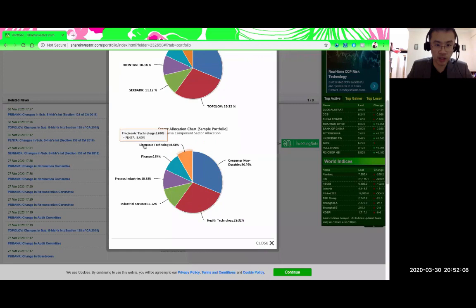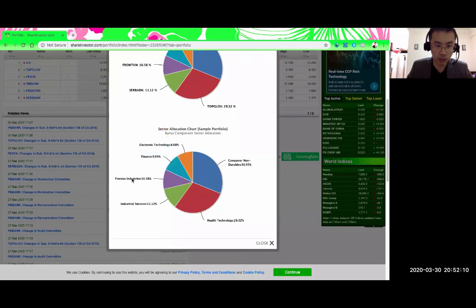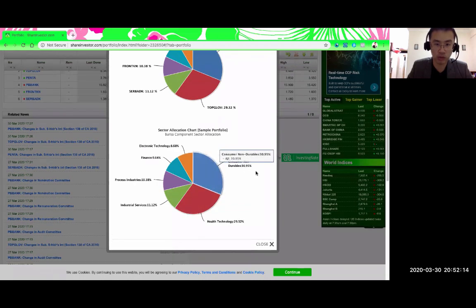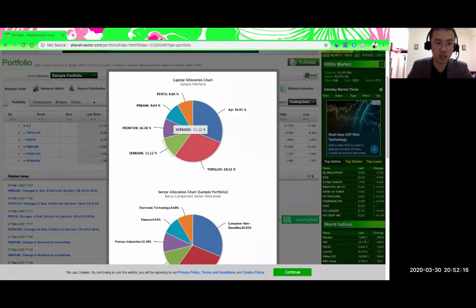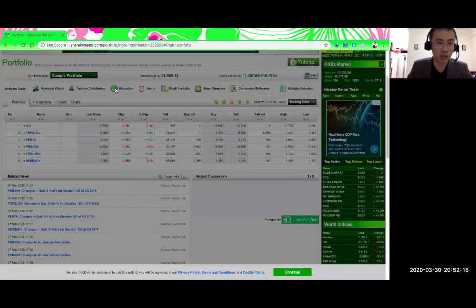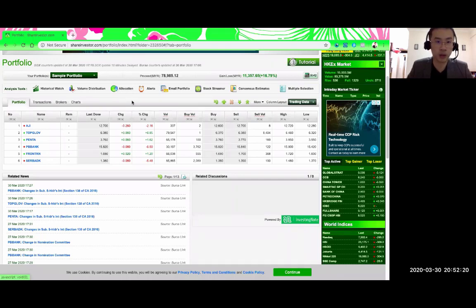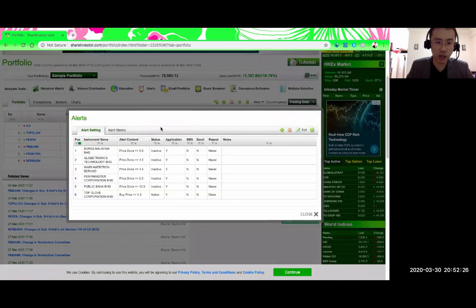How many are electronic technology, finance, process industry, industrial services, health technology, consumer non-durable. So this sector view lets you know the sector weightage of your portfolio. Then of course you can email your portfolio, you can set alert. Set alert is very important. For example, under your watch list, you can set your alert.